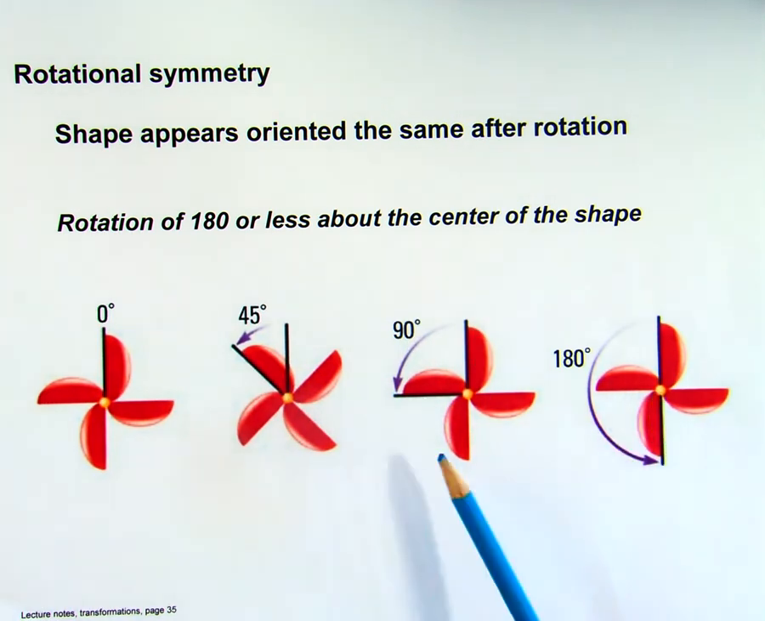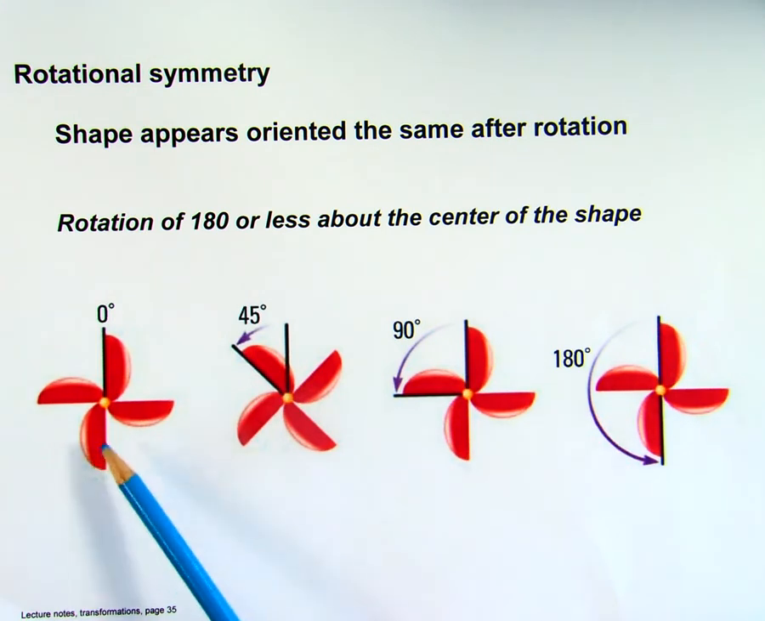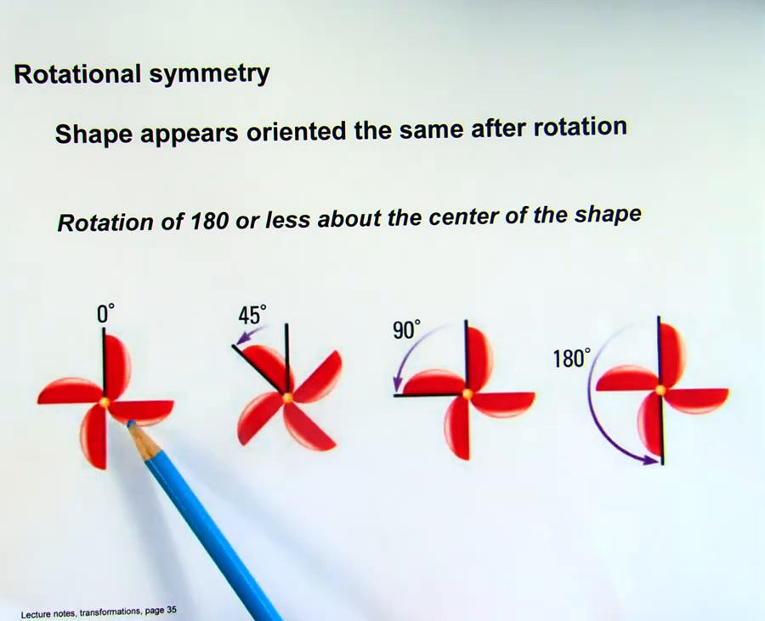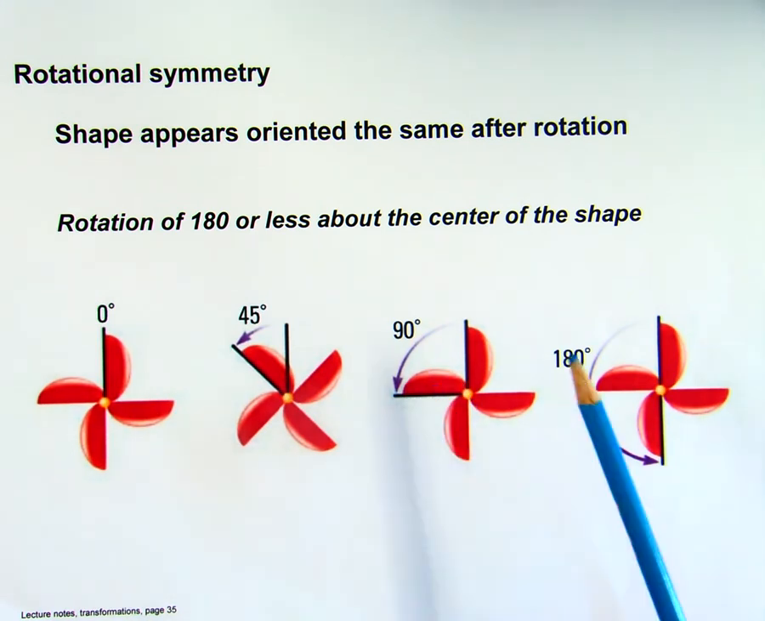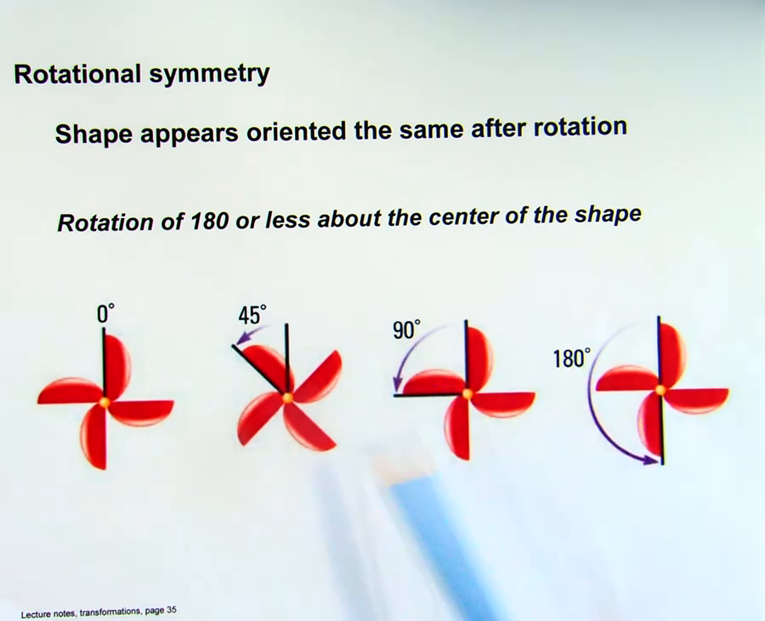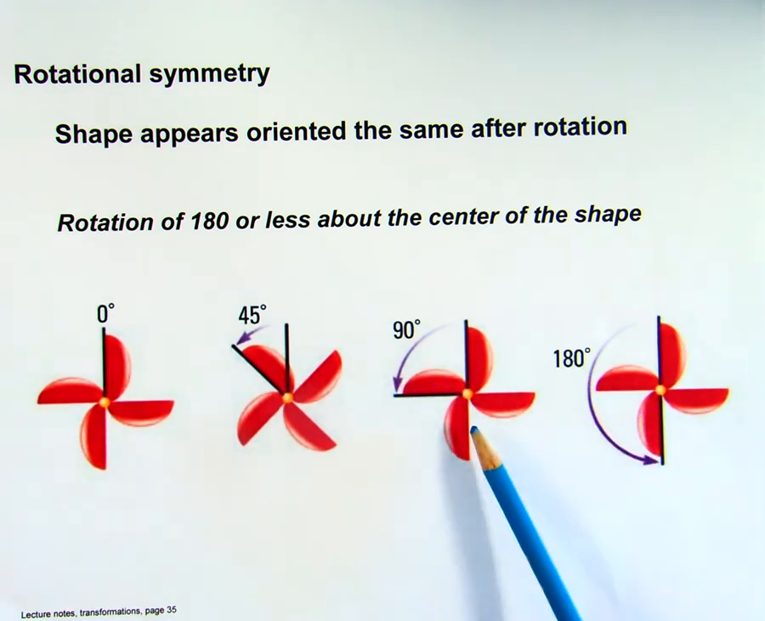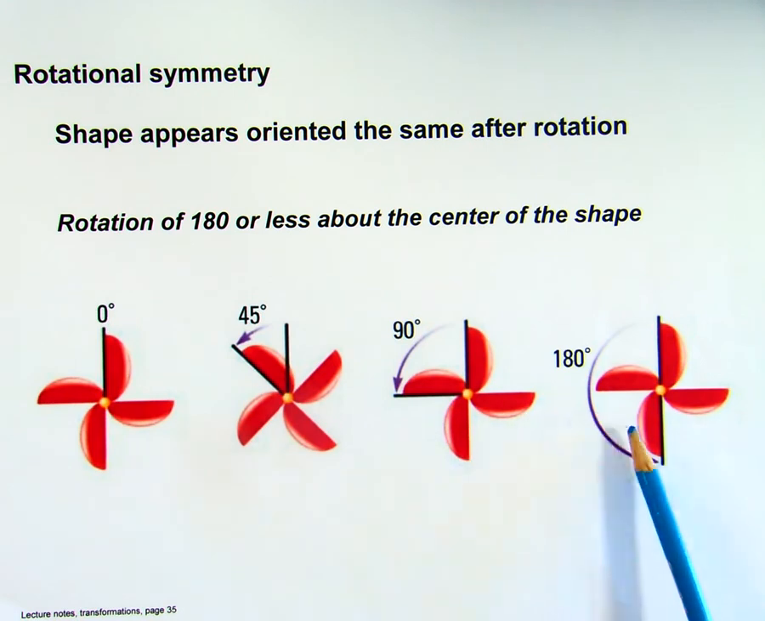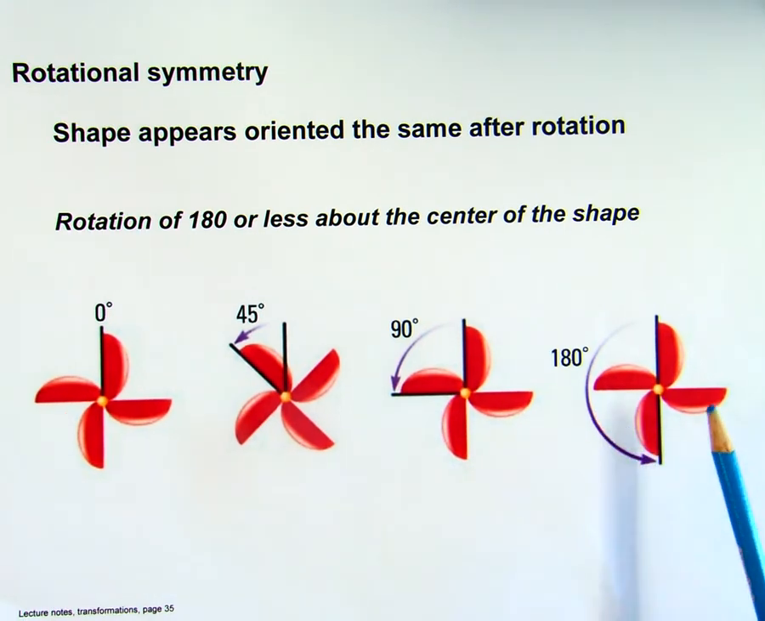So in this particular figure, there is rotational symmetry at 90 degrees and 180 degrees, not at 45. There's also rotational symmetry at 270, but we don't talk about it because it's kind of like a duplication. So let's put some examples here of these.